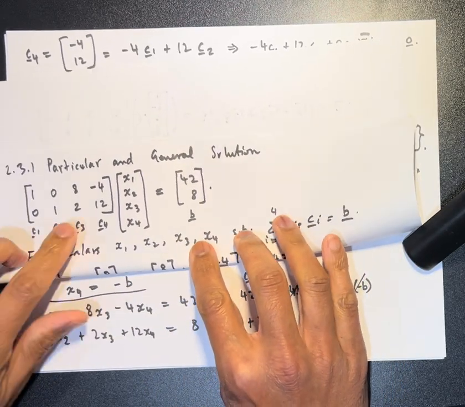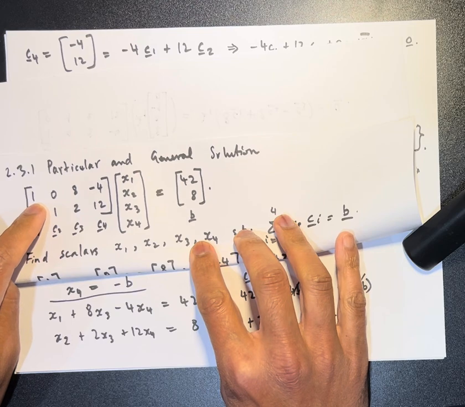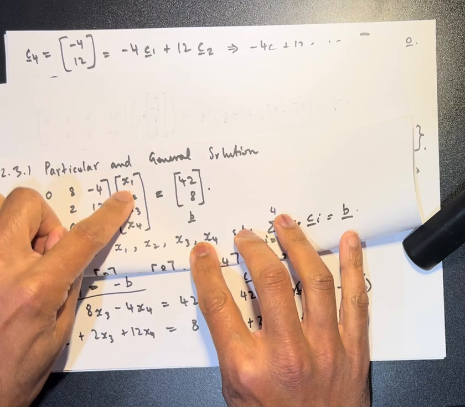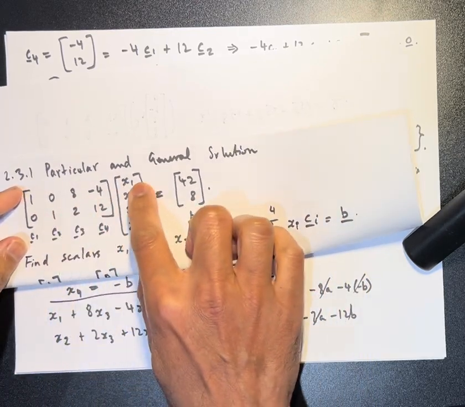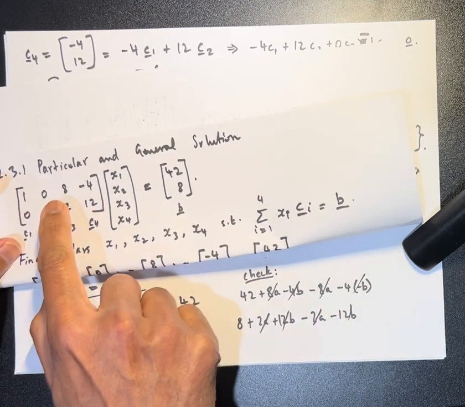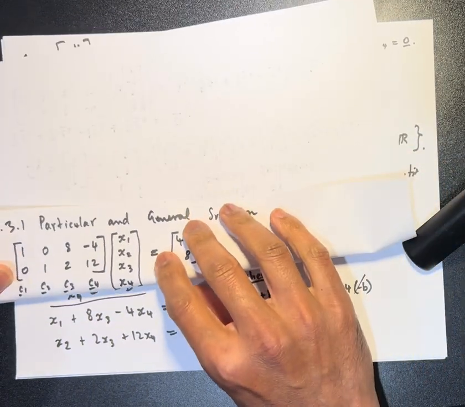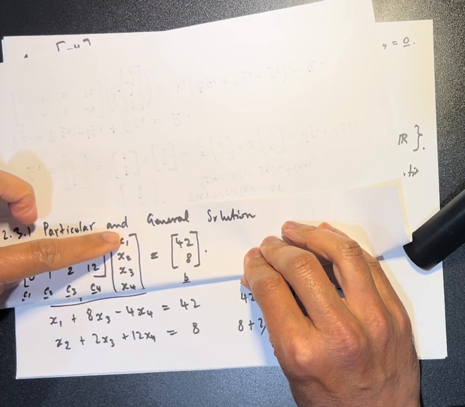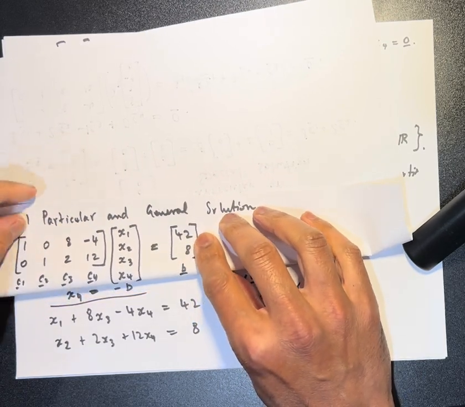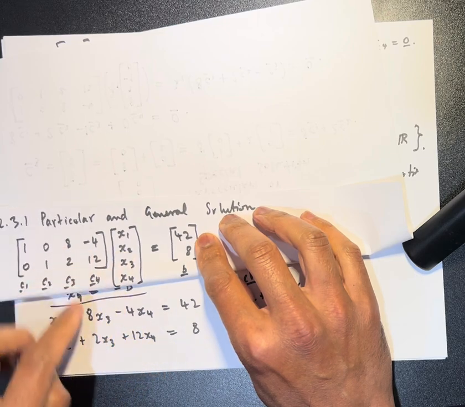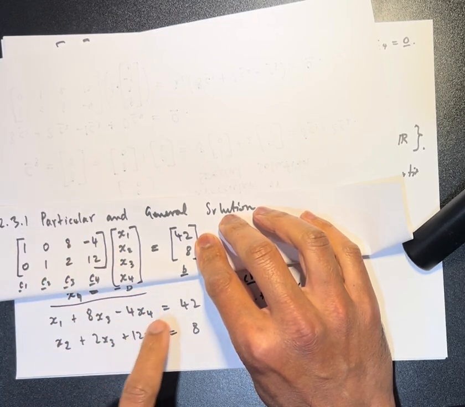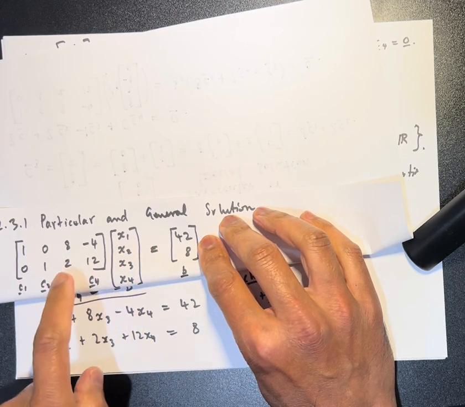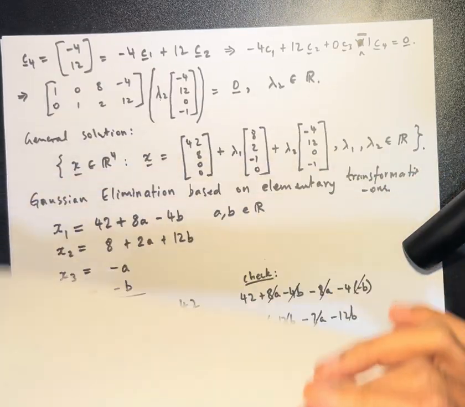So as you can see here, we got this equation. We started with the matrix 1, 0, 8, negative 4, times x1, x2, x3, x4, equals 42, and 0, 1, 2, 12, times x1, x2, x3, x4, equals 8, and then this first equation is exactly this, right? So I've just taken this equation x1, and then this second one is 0, so that's gone, and then 8x3 minus 4x4 equals 42, and then x2 plus 2x3 plus 12x4 equals 8, right? So those are the two equations.